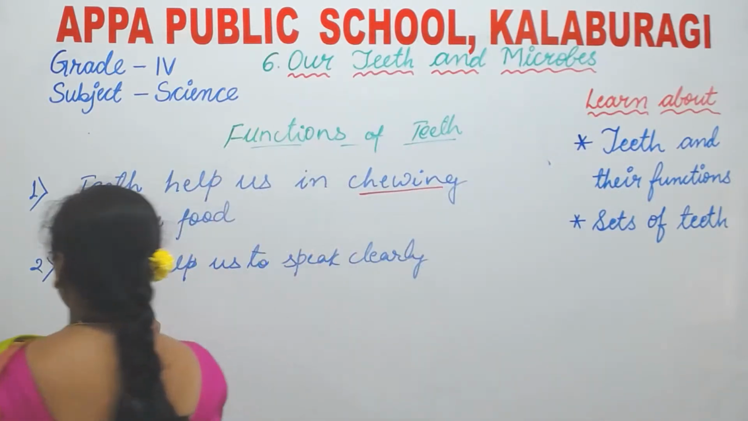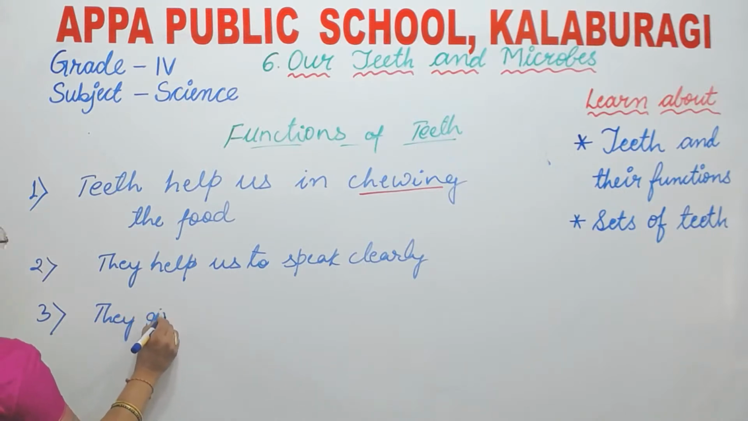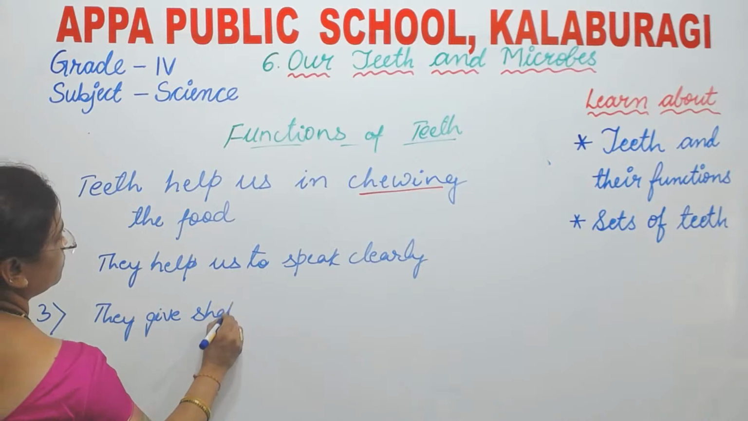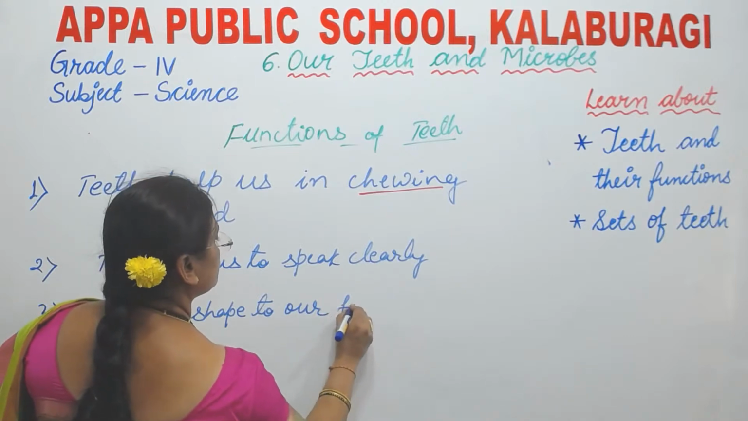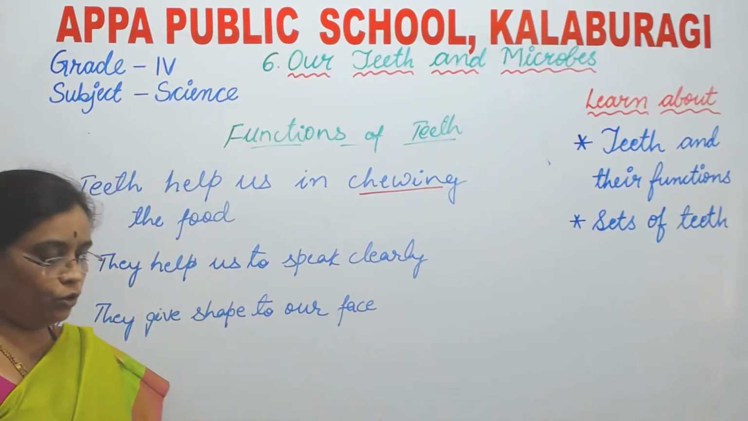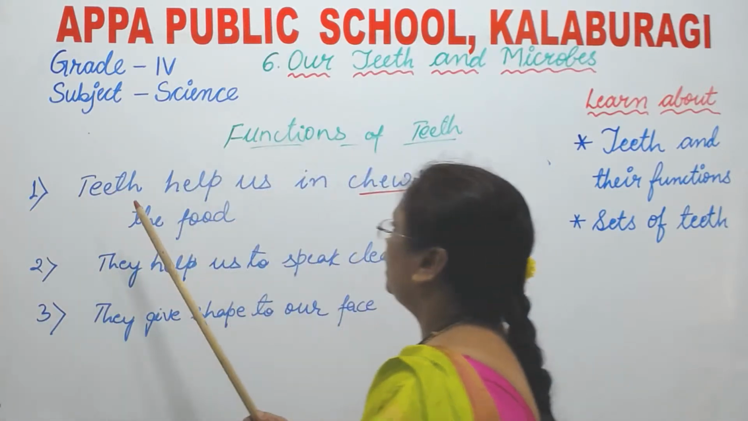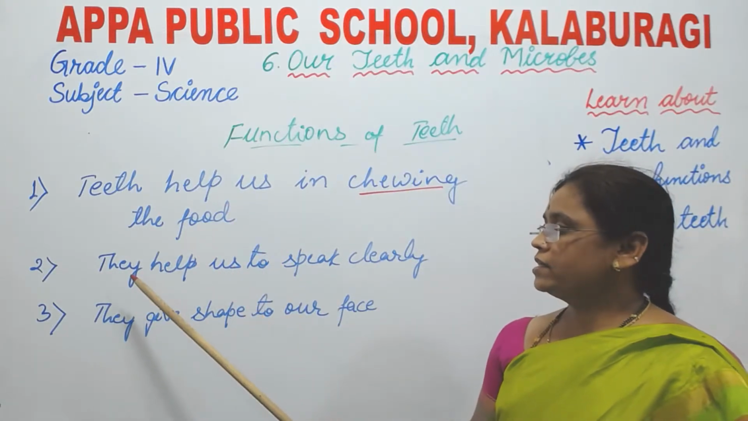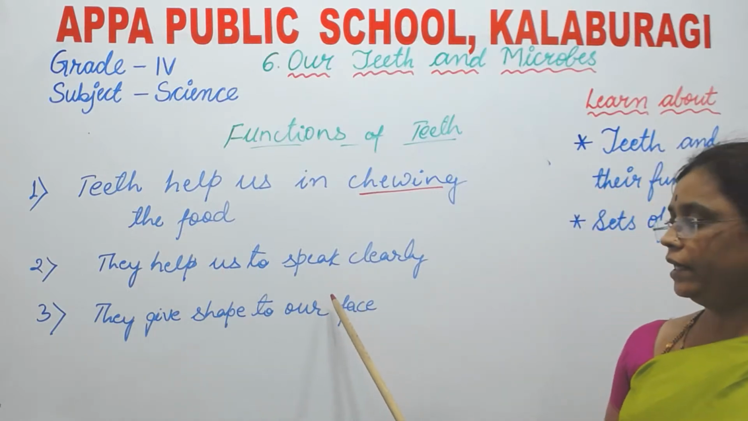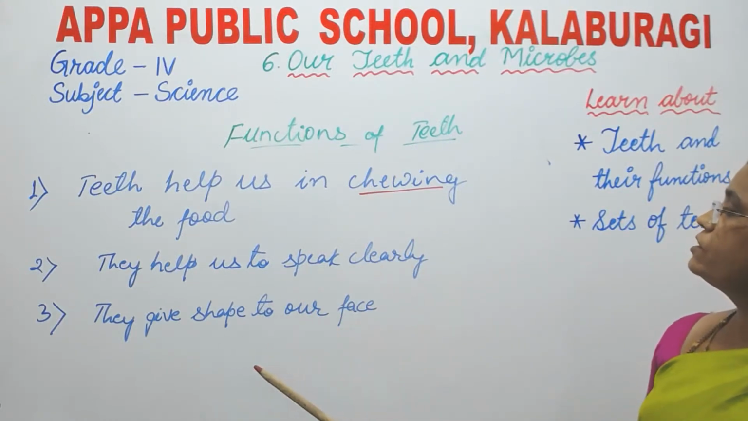And the next one is they give shape to our face. So these are the functions of teeth. The first function is teeth help us in chewing the food so that it can be swallowed easily. Second, they help us to speak clearly. And next, they give shape to our face. So these are the functions of teeth.